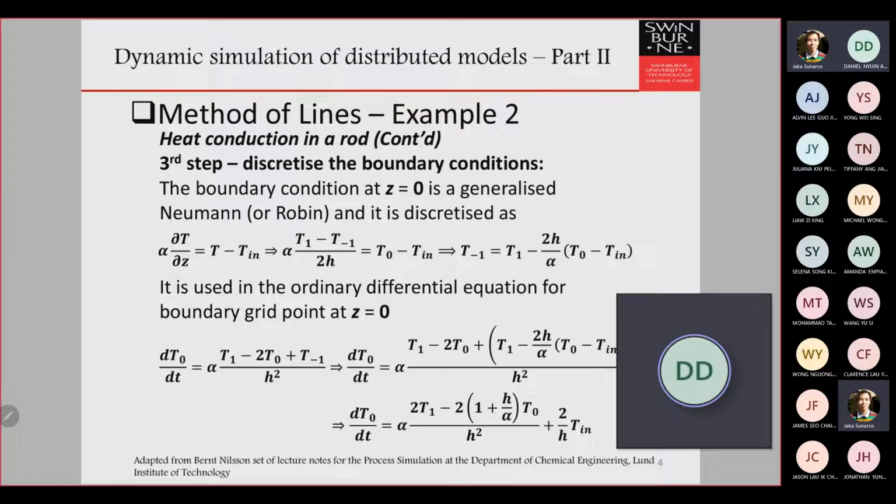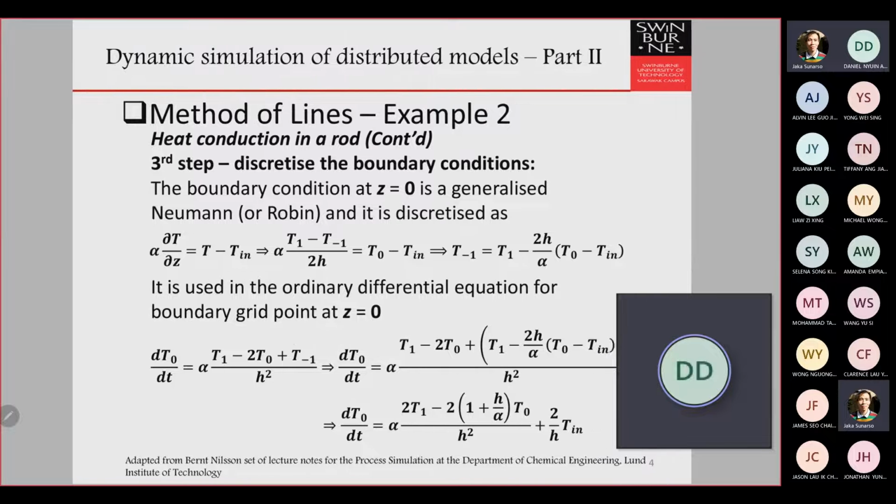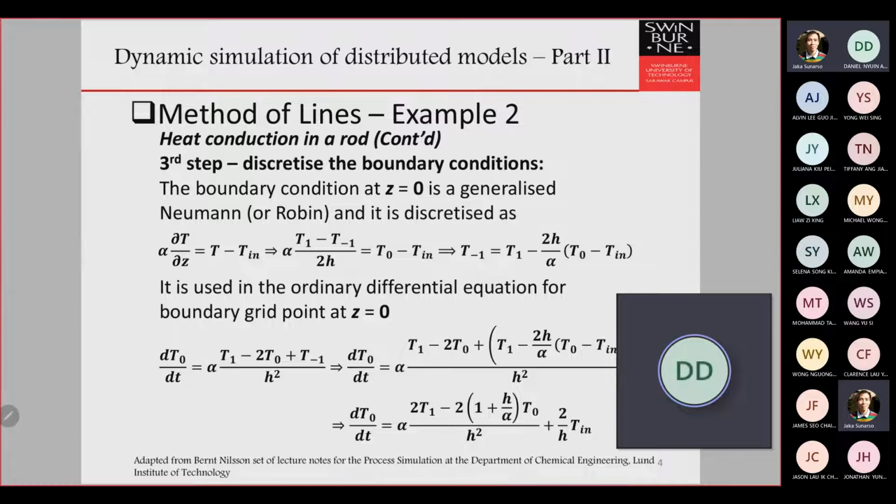Therefore, we will know that T minus 1 will be equal to T1 minus 2h divided by alpha multiplied by T naught minus T in. Then basically what we can do is convert the value of T minus 1 with respect to the known values, which is the T1 and then T naught minus T in. So this will be used in the ordinary differential equations for the boundary grid point at z equal 0.